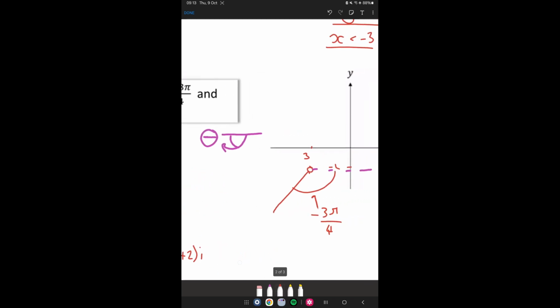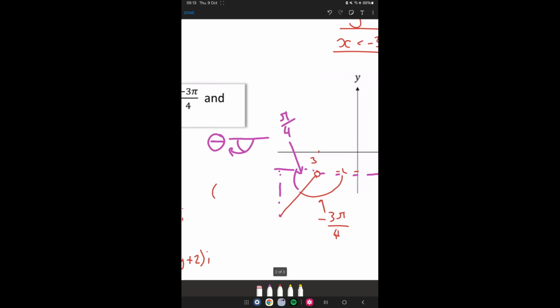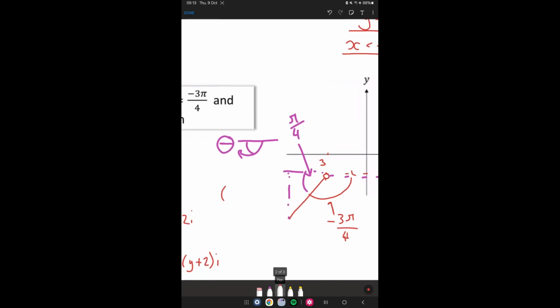And then thinking about our triangle, you could, if you wanted to, do this sketch. Remember that that bit now is just pi over 4. But either way, it's going to get you the same answer regardless. So we know that this bit here is y plus 2, and this bit here is x plus 3.